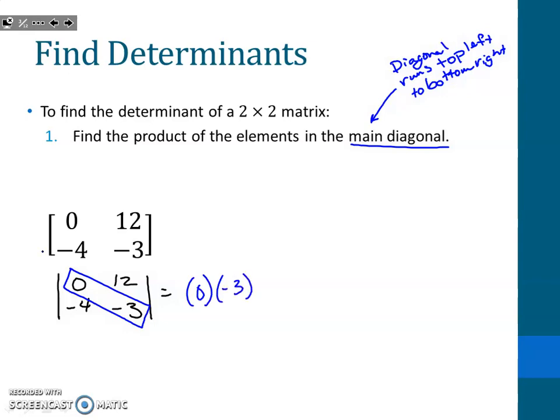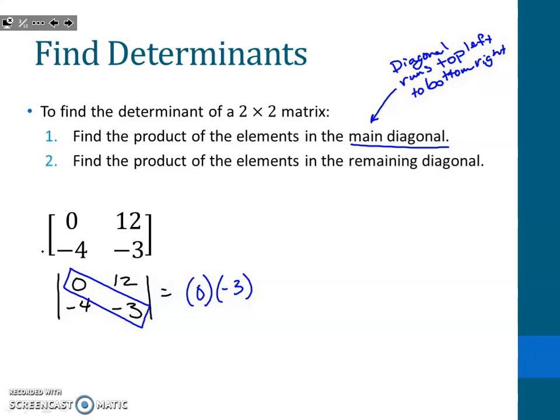I'm sure most of you guys can do that in your head. Okay, the next thing we are going to do is find the product of the elements in the remaining diagonal. What's the remaining diagonal? What numbers are left? Okay, so I'm going to take -4 times 12. -4 times 12. Okay, and then the last thing, this might be the most important thing because a lot of people forget what to do here.